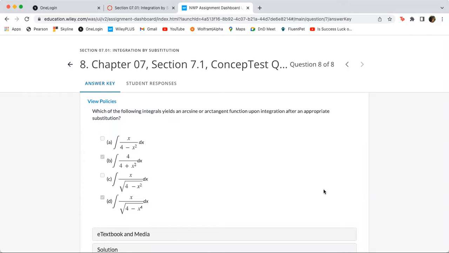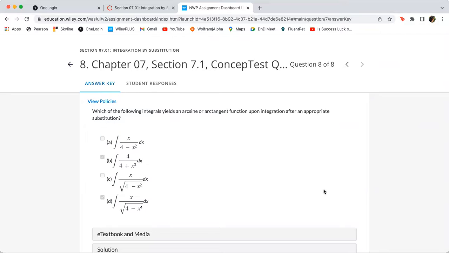But what we're looking for is a substitution. Notice that in the first one, we've got x over 4 minus x squared. This one looks like a regular substitution. w can be 4 minus x squared, dw is something times x dx. So in this first integral, we'll end up with negative 1/2 natural log of the absolute value of 4 minus x squared plus c.